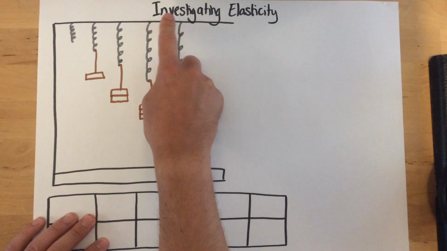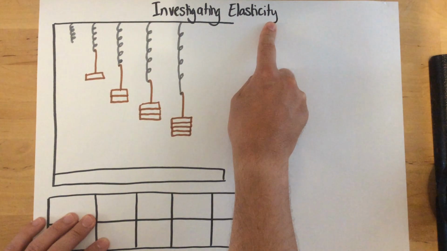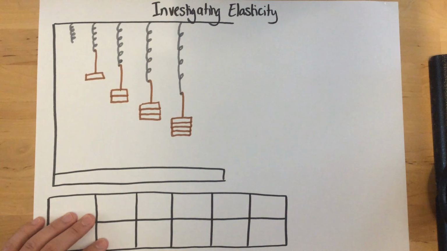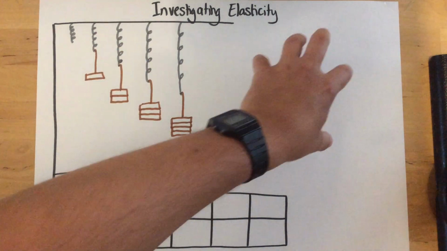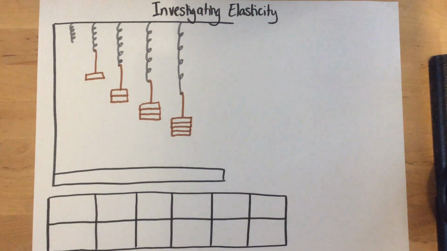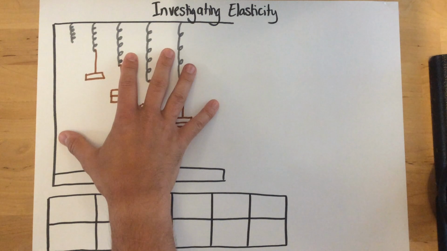Okay, today I'm going to talk about investigating elasticity. What we're going to look at is a particular experiment, the results table, and we're going to see what the graph that accompanies it looks like. So first of all, I'm just going to introduce you to the experiment.